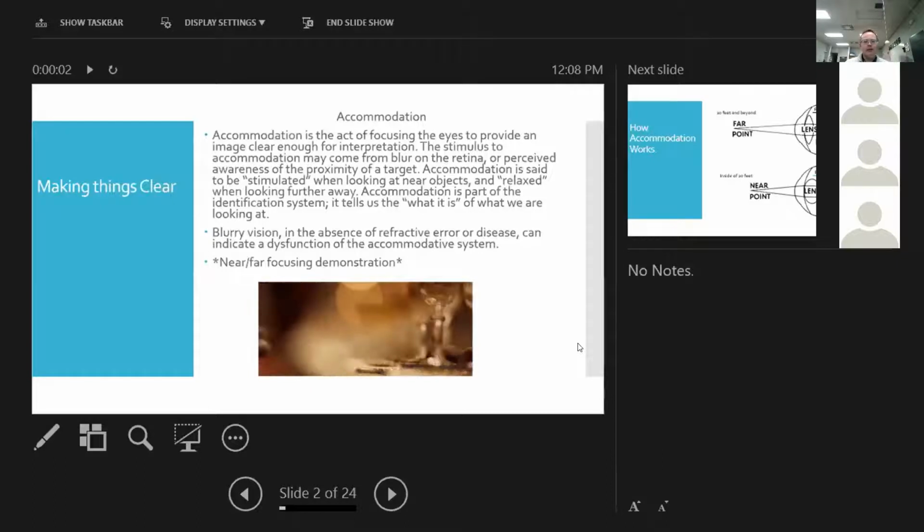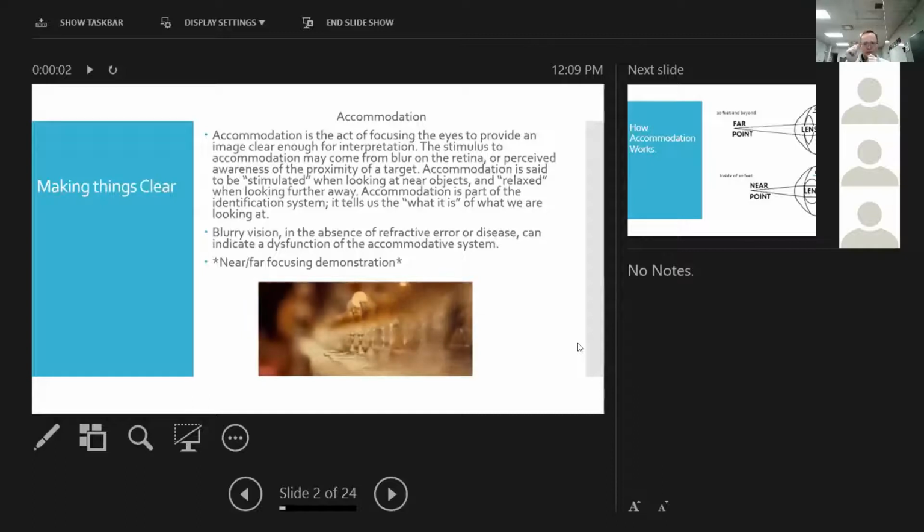Now, if a person has blurry vision, most of the time we think immediately that they're going to need glasses, that there's some sort of refractive error going on. And if they don't have a refractive error, then maybe there's an eye disease, or maybe there's a cataract, or there's something causing this eye to not be able to make things clear. Or it could be that they're not able to get foveal alignment, and we'll cover that in just a little bit too.